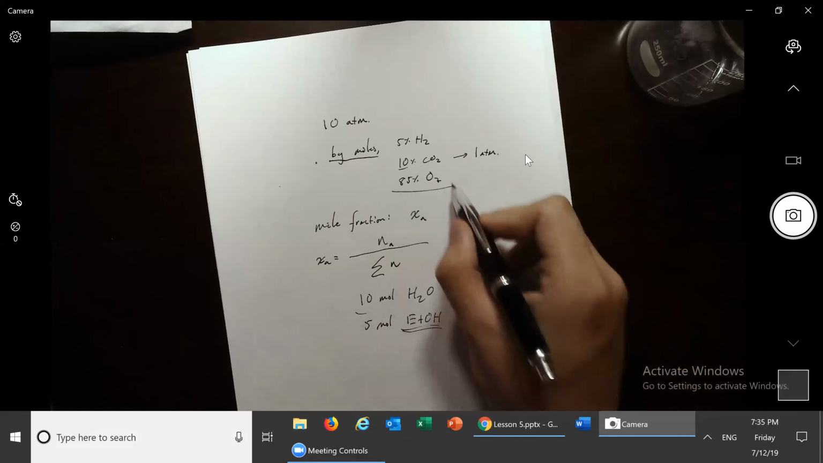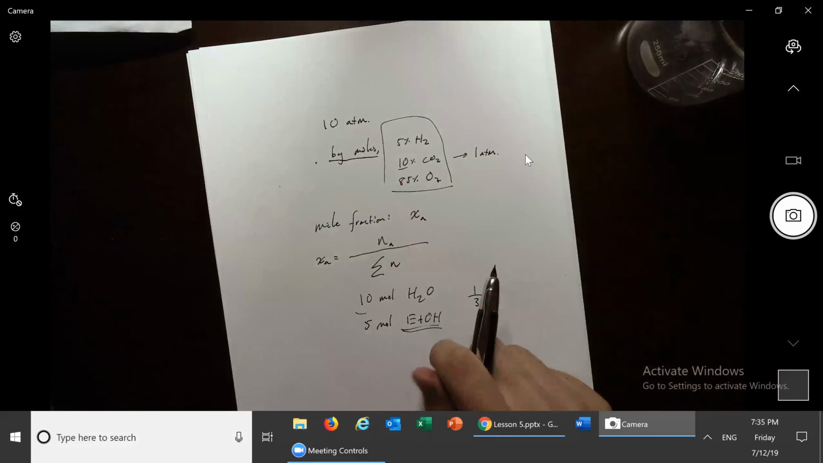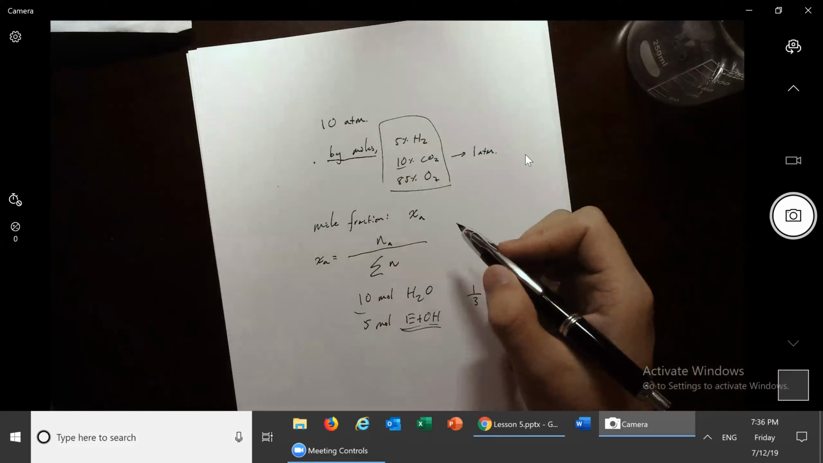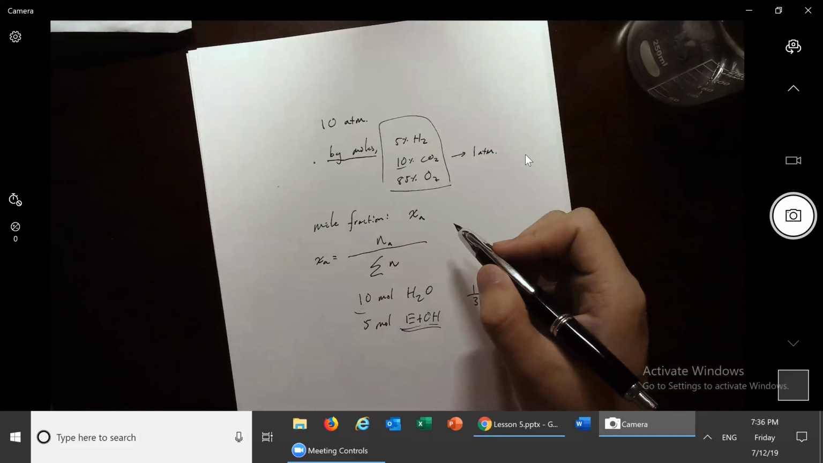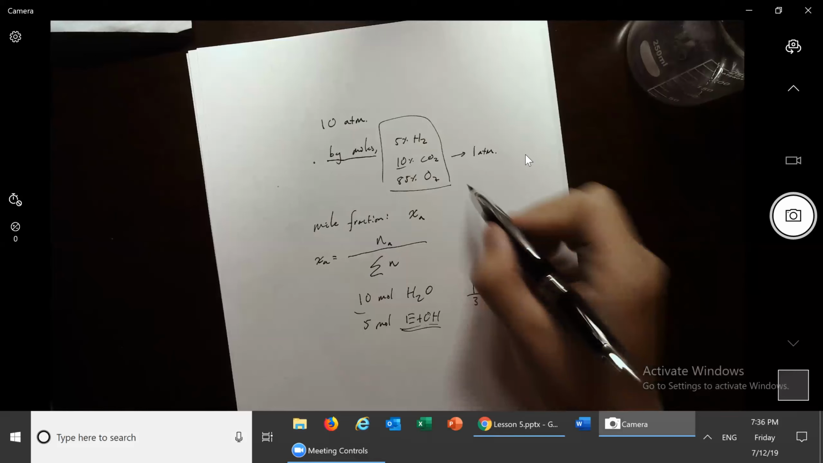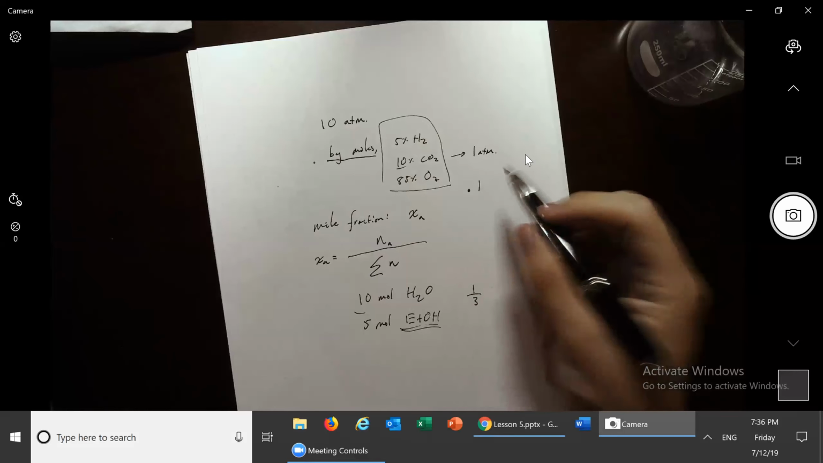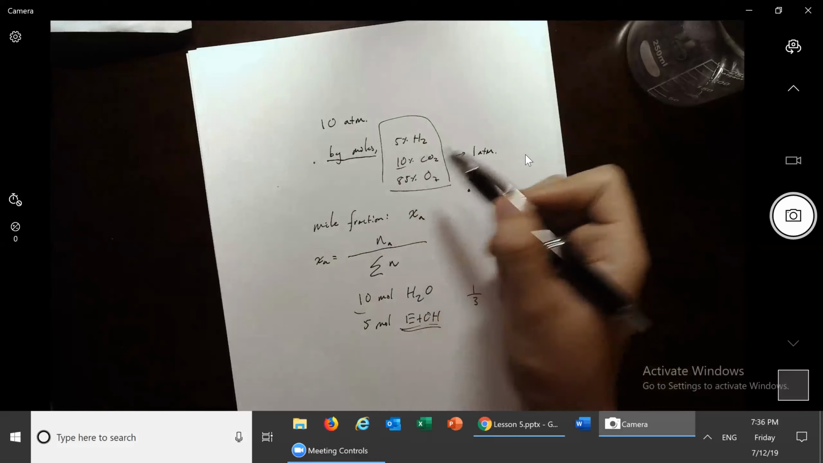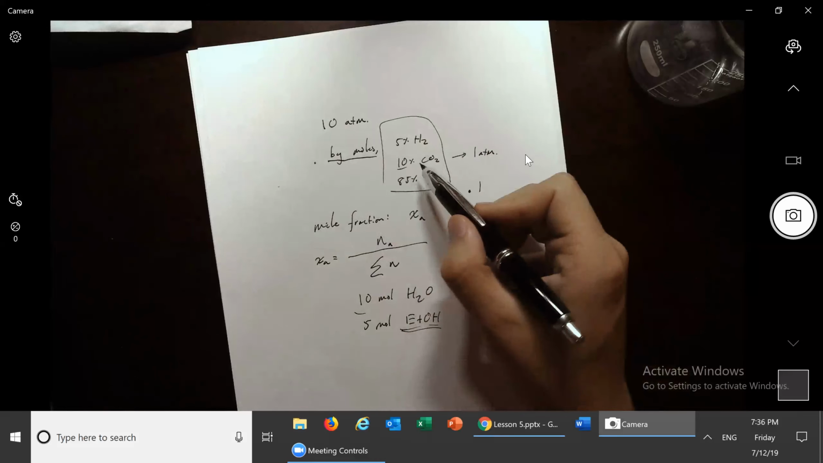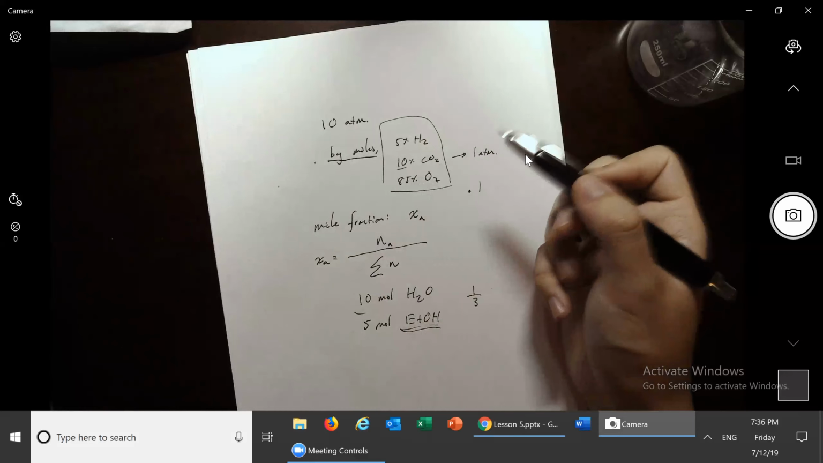So in this case, can someone tell me the mole fraction of CO2? Great, yeah, 0.1. So if we had 100 moles, let's just pretend we have 100 moles total, then we would have 10% of 100, so it's just 10 over 100, so 0.1, okay?